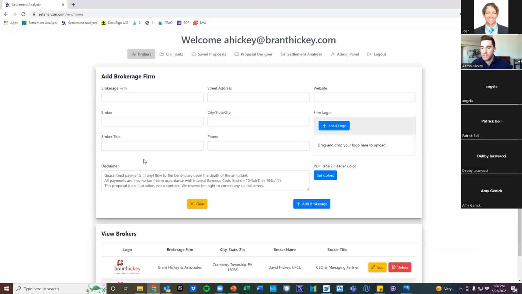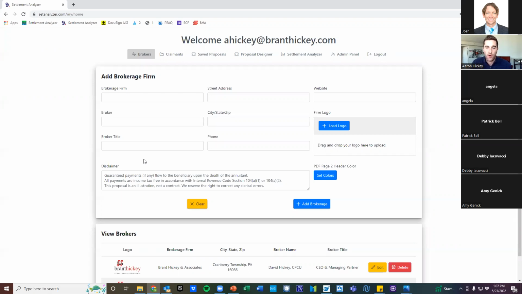When you do log in, this is the screen that it brings you to. This is the home page, if you will. Settlement Analyzer is broken into two main parts. There's a proposal system that's compacted within the software, and then the actual Settlement Analyzer piece that was presented at NASTA for those of you who were able to join us at that time.